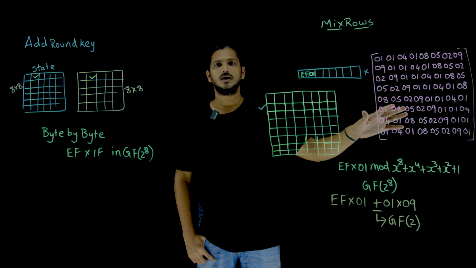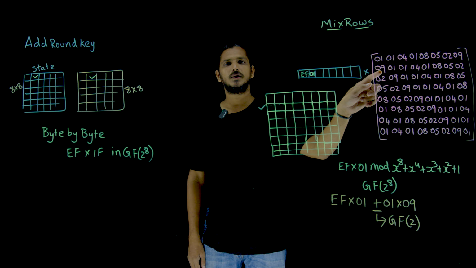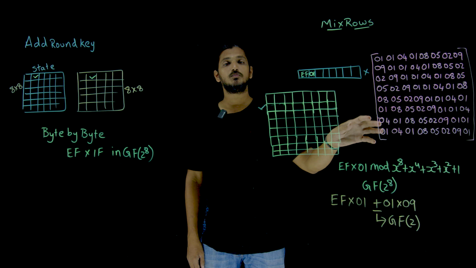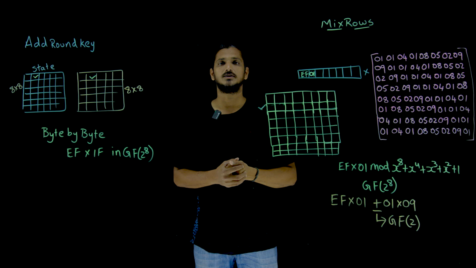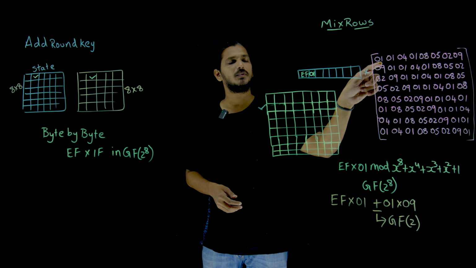How is multiplication done and how is addition done? In matrix multiplication, assume that if you have taken the second row, the values are EF, 01, and the remaining values are there, though we did not mention them. Assume these are the values. So EF multiplied by 01, 01 multiplied by 09, the next one multiplied by 02, and all of them should be added. This is what matrix multiplication is. Yes, EF multiplied by 01.